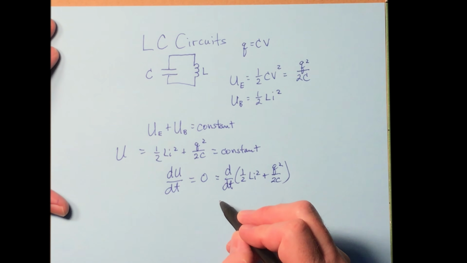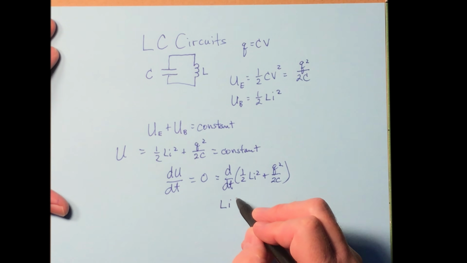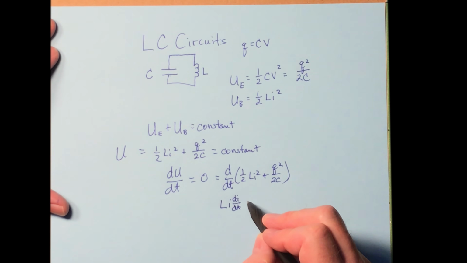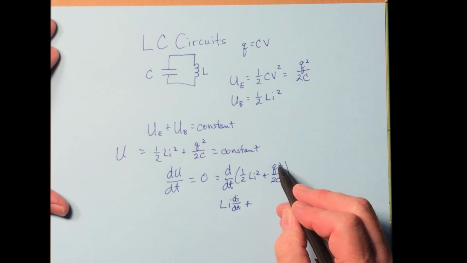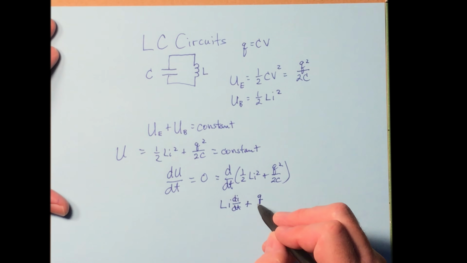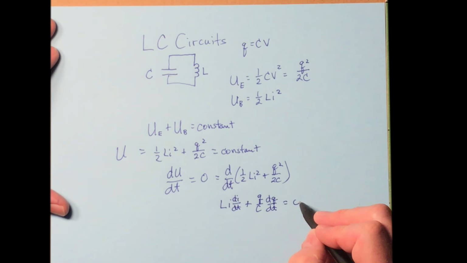All right, let's do that derivative. This is going to be L I times dI/dt. That's the first term. Plus, let's see, the 2 comes down, cancels that 2. This is going to be Q over C times dQ/dt. And that's equal to 0.